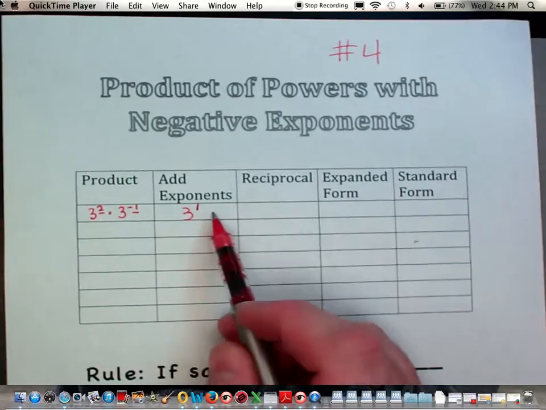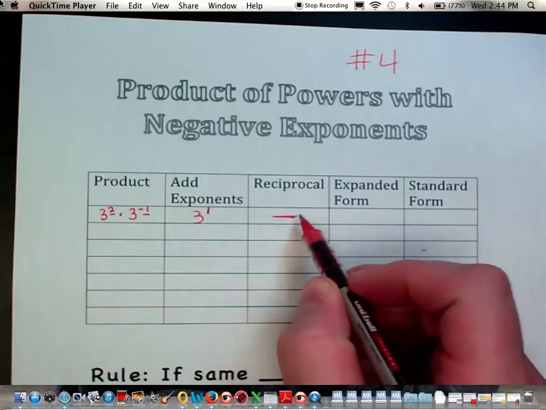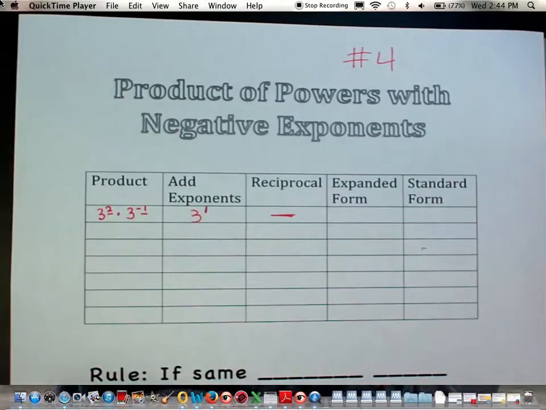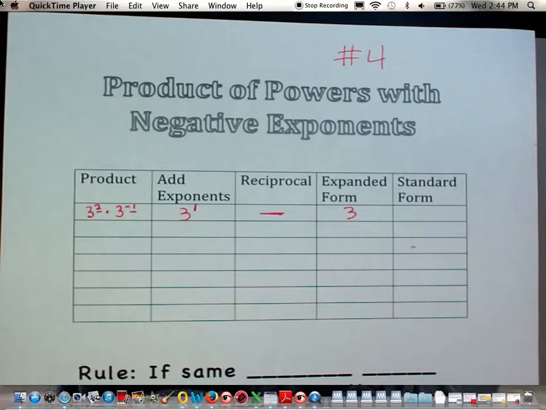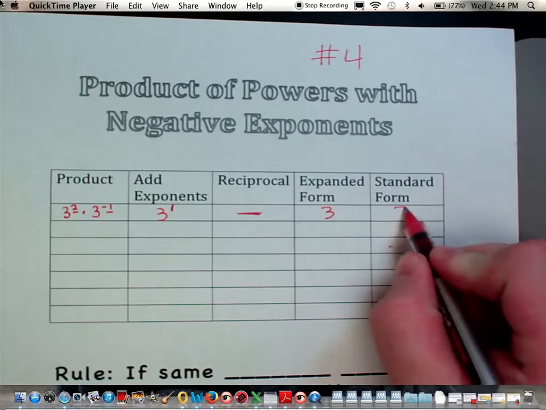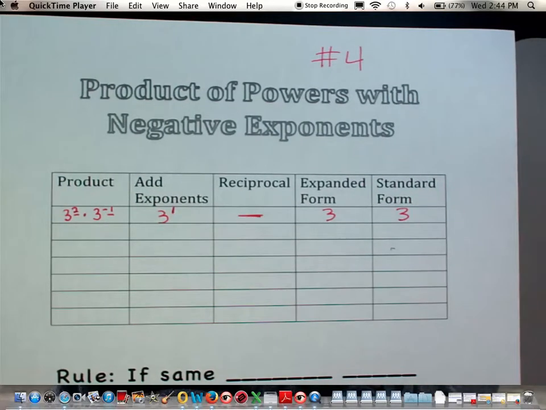Since it's positive, I don't have to take the reciprocal. I can expand it by just putting 3, because 3 to the first power is just 3. And the answer in standard form is 3. So now I have all my answers there for me to be able to look at. So there's no difference. It's just that you've got negative numbers or you've got positive numbers there for you.